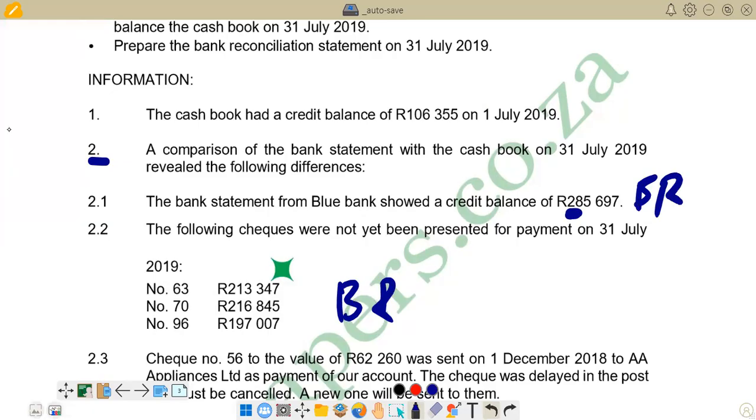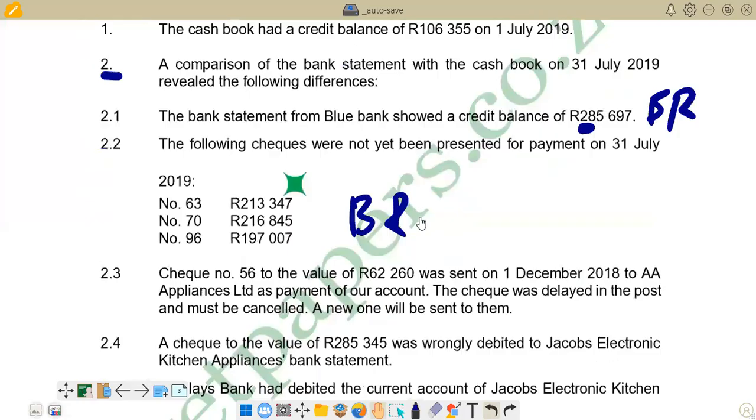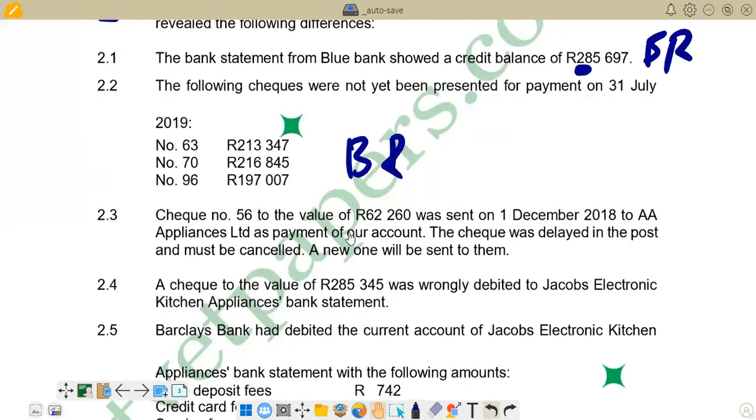We go to the next item, 2.3, and it reads: the check number 56 to the value of 62,260 was sent on 1 December 2018 to AA Appliances as payment of our account. The check was delayed in the post and must be cancelled. A new one will be sent to them. So what does it mean? It means that for this amount of 62,260, the check didn't reach the bank. It was delayed along the way and was not processed at the bank. So it's not going to affect the bank reconciliation. But when it was posted, it was already recorded in our cash book.